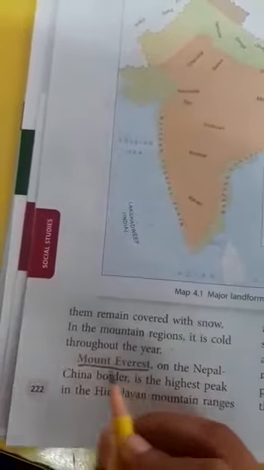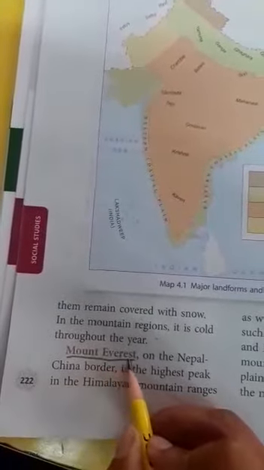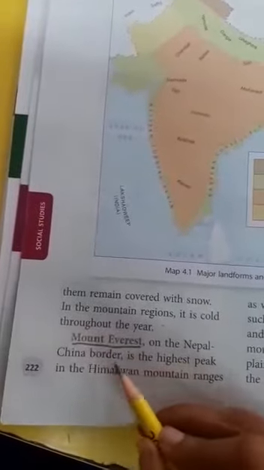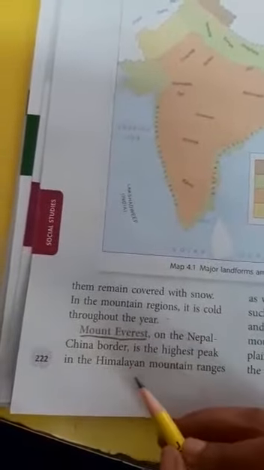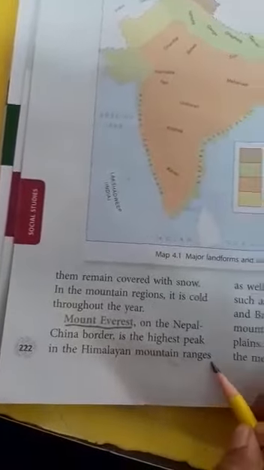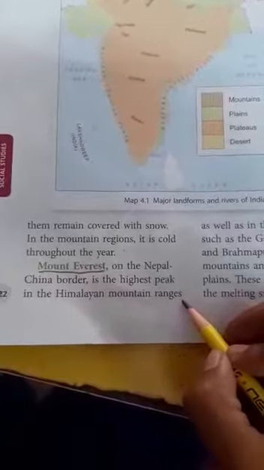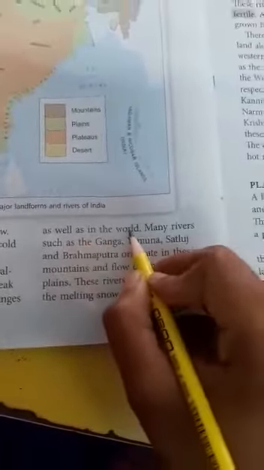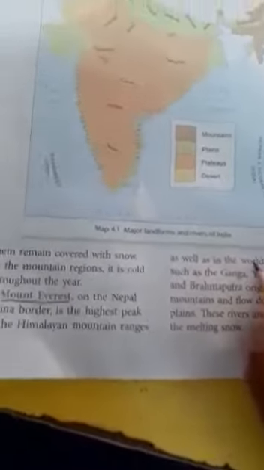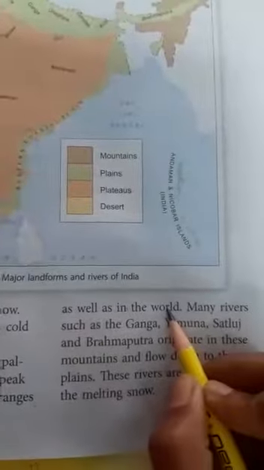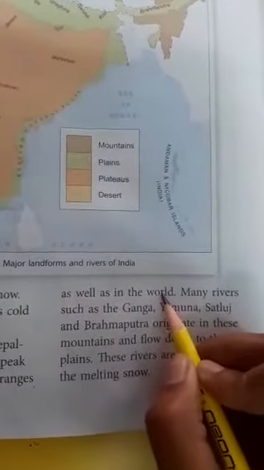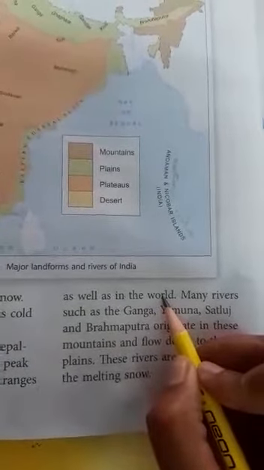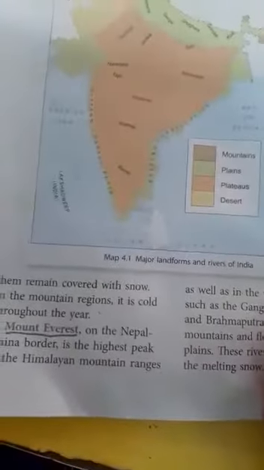Next, Mount Everest. Underline the word Mount Everest. M-O-U-N-T, Mount E-V-E-R-E-S-T, on the Nepal-China border, is the highest peak in the Himalayan mountain ranges. Not only in the Himalayan ranges but also in the world, Mount Everest is the highest peak. Remember this point, children.